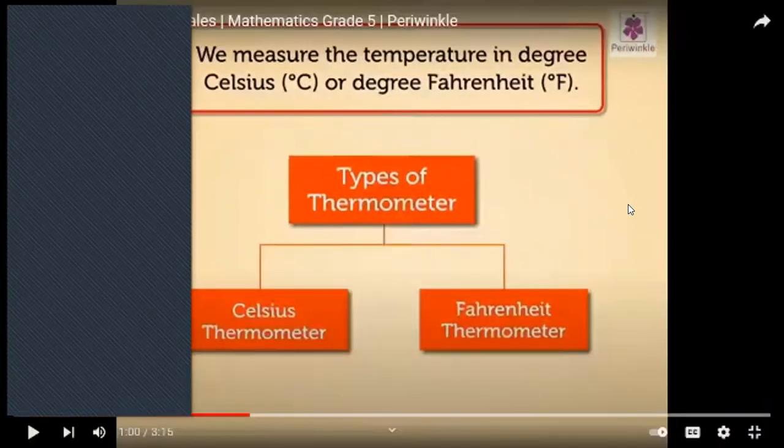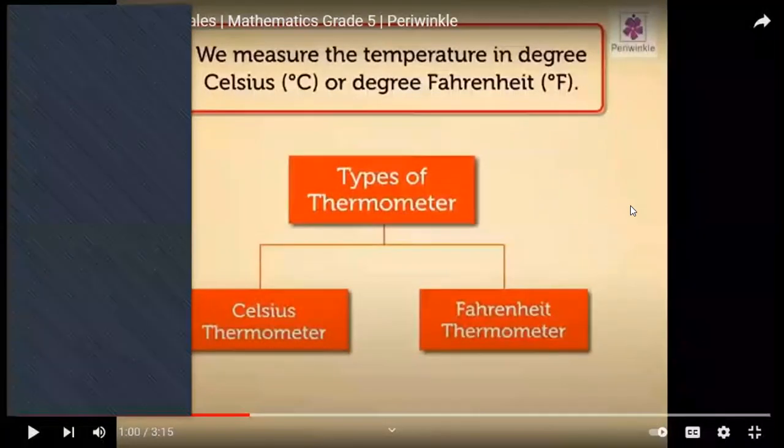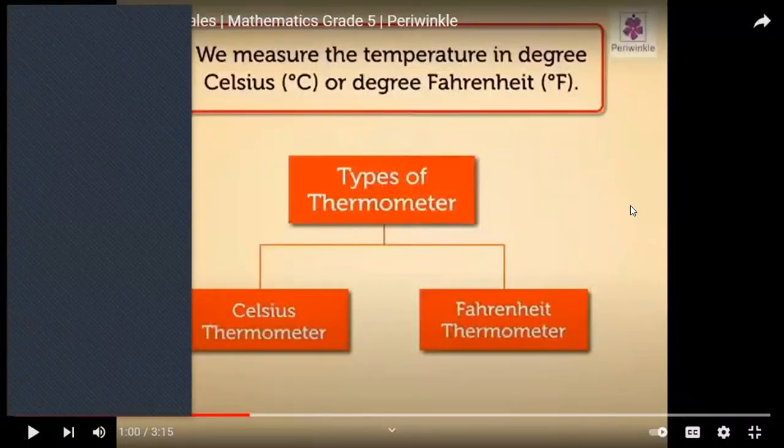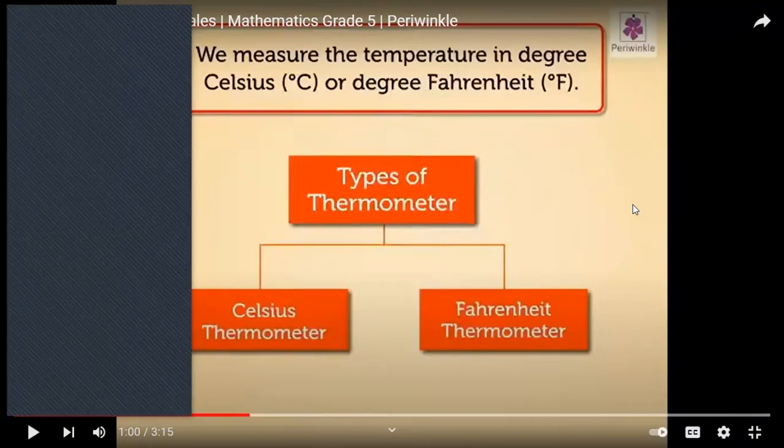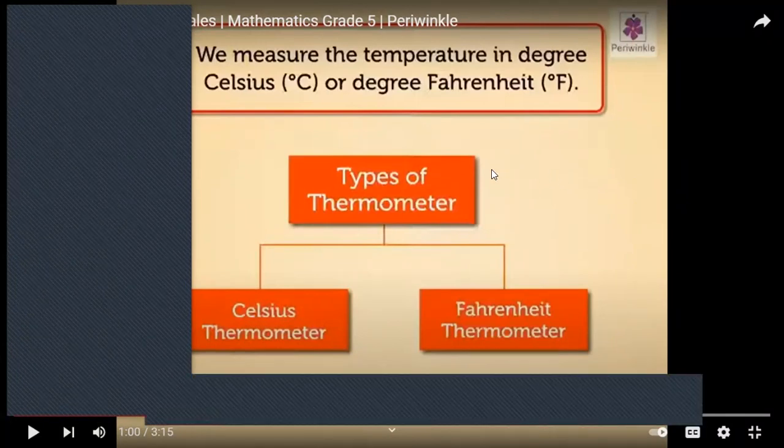If you remember, my son, when we started talking about temperature, we said that we have two scales or two temperature degrees. We have the Celsius degree, which we use in Egypt and in the Kingdom of Saudi Arabia, and we also have the Fahrenheit degree, which is used in America. So in this video, we'll talk about both of them, and how to measure the temperature by using the Celsius thermometer.